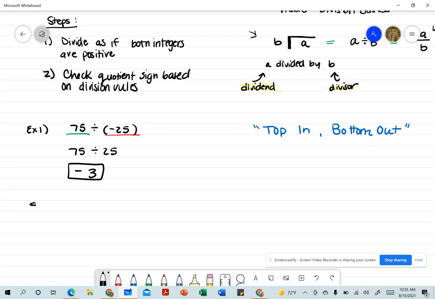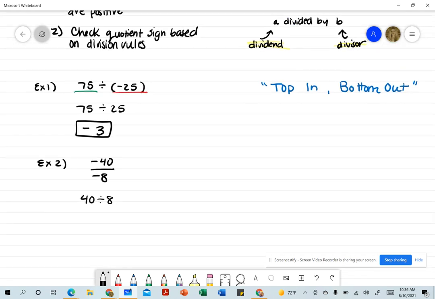All right, what if you have something like this? This reads as negative 40 divided by negative 8. So what I'm going to do is I'm going to divide as if they're positive, 40 divided by 8. I know that 8 goes into 40 5 times. And then I have to look. Well, one's negative and the other's negative. If they're both negative, they are the same sign. That means my answer is positive, positive 5.